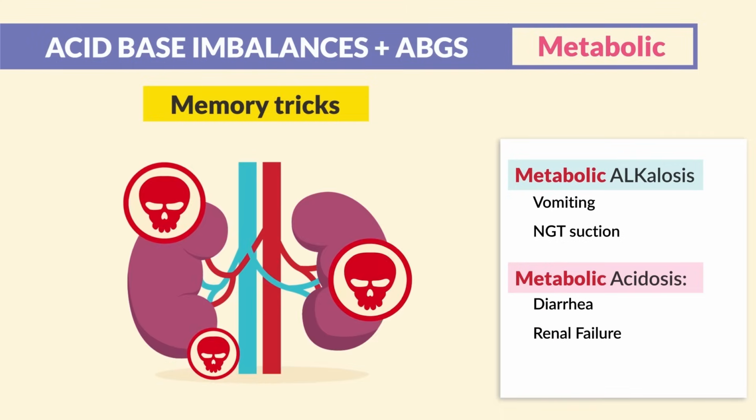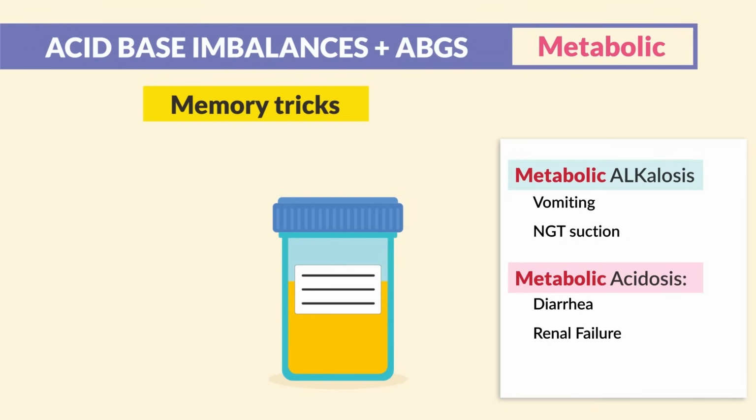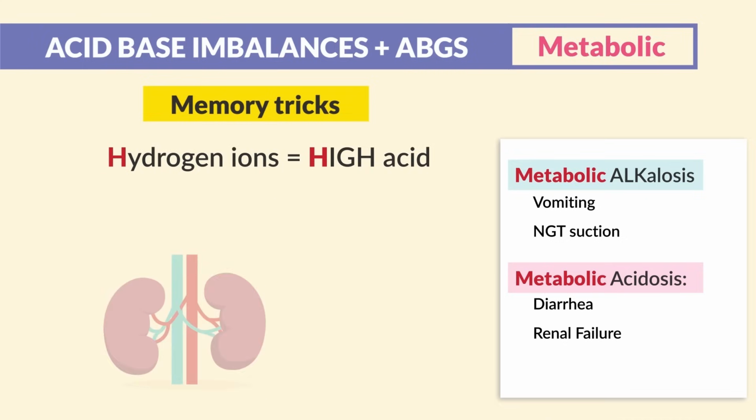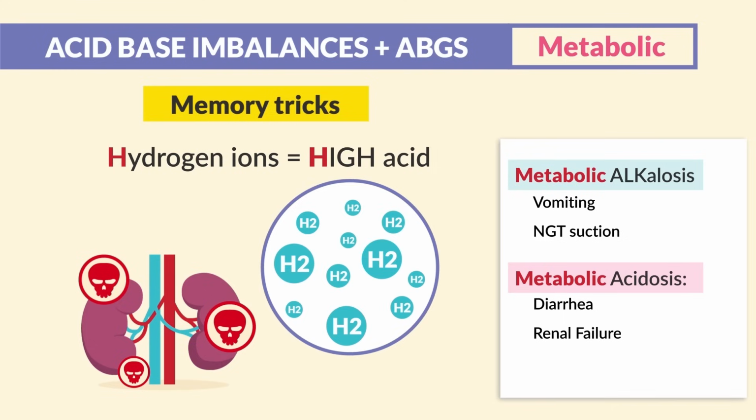And in renal failure, you retain too much urine, right? So is urine an acid? Well, yes. High hydrogen ions means high acid. So the memory trick we use, if your kidneys fail, then acid prevails.